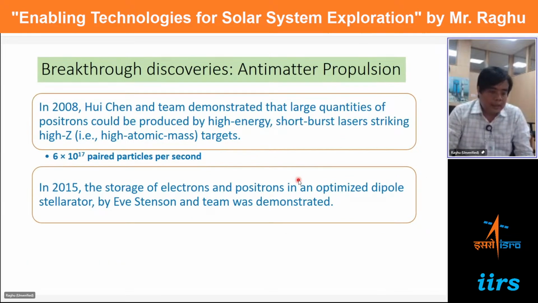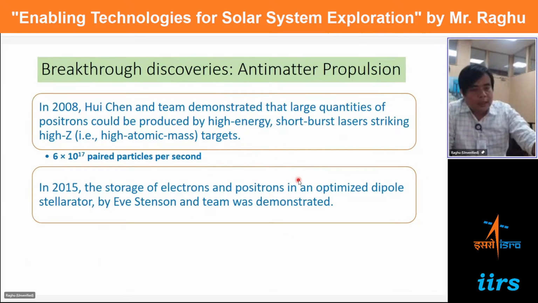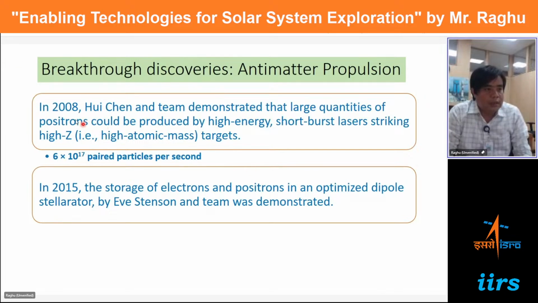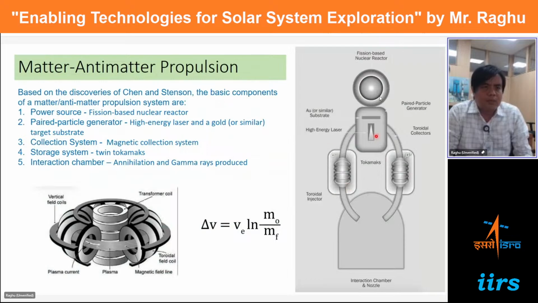I told you that there was a bottleneck in the generation systems, like pair and antipair production, as well as in the storage systems. But recently there was a breakthrough in 2018 and 2025. There were two scientists, Hui Shen and another called Stenson. These two came up with breakthrough experiments, and they were able to create a reasonably good amount of matter and antimatter, as well as the storage systems. After this, they proposed that the present configuration of a matter and antimatter propulsion system should have these components.